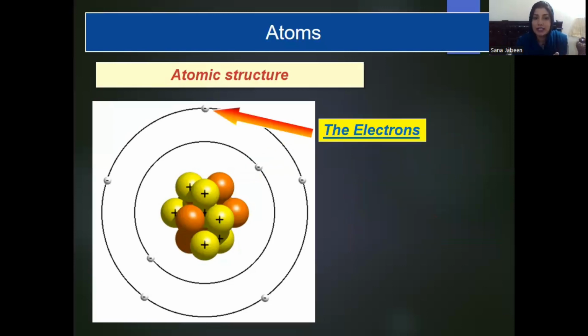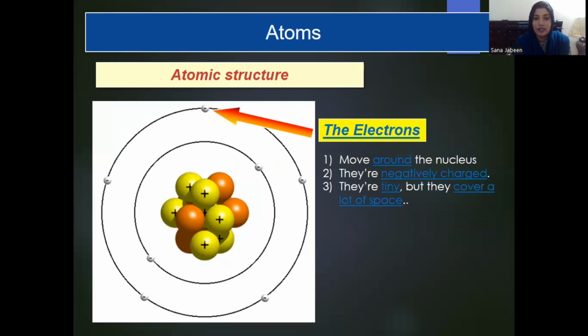The second thing present in the atom is the electrons, which are revolving around the nucleus in the shells. Shells are also called energy levels. The first shell, which is present near the nucleus, has less energy, so it is called the first shell. And the charge on the electron is negative. Their mass is so small, they cover a lot of space and make the radius greater.